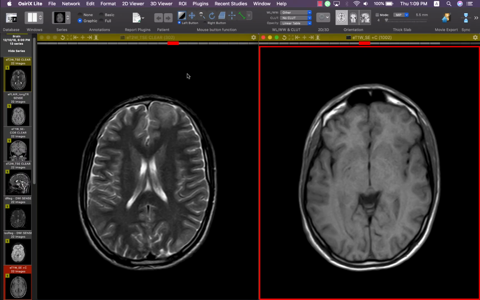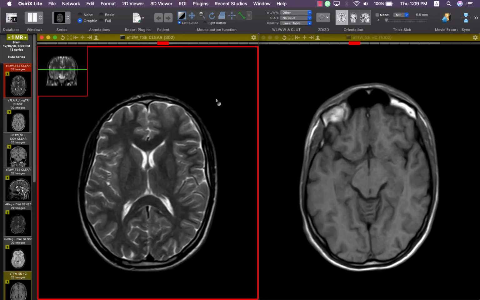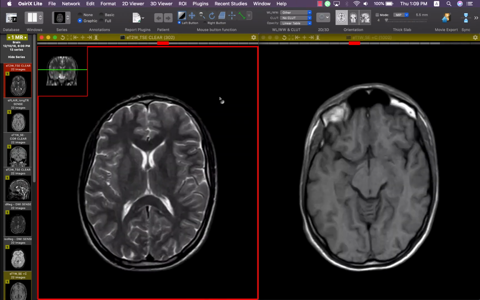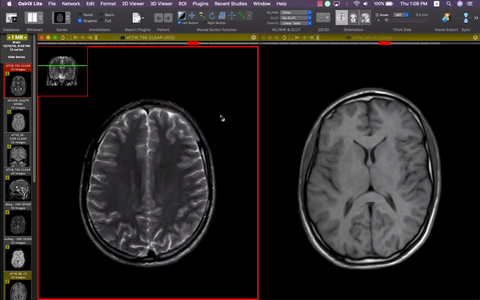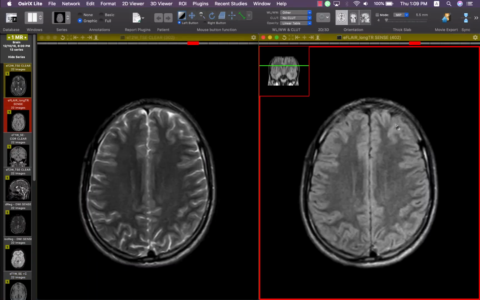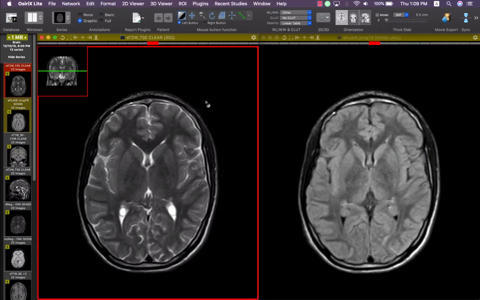And as usual, we discuss some interesting cases. And as usual, we start with a neuro case. This is a 17-year-old boy who came complaining of epilepsy. These are the T2 weighted images, and these are T1 weighted images. Let's compare the FLAIR with the T2 weighted images.